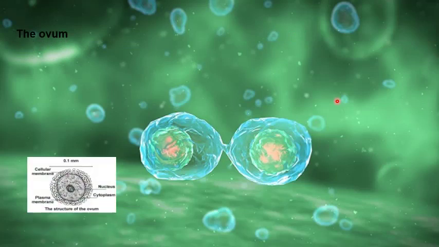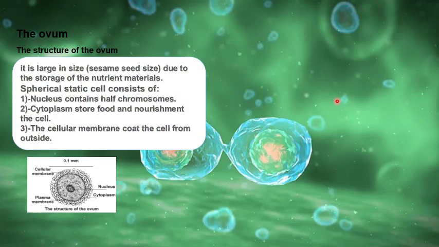The ovum. Now we'll compare between the ovum and the sperm. The structure of the ovum: it is large in size due to the storage of nutrient materials. It is a spherical, static cell consisting of: Number 1, nucleus, contains half the chromosomes. Number 2, cytoplasm, stores food and nourishes the cell. Number 3, the cellular membrane coats the cell from outside.